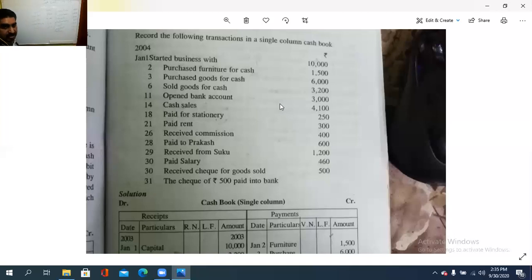Then received checks for goods sold. Received check for goods sold.